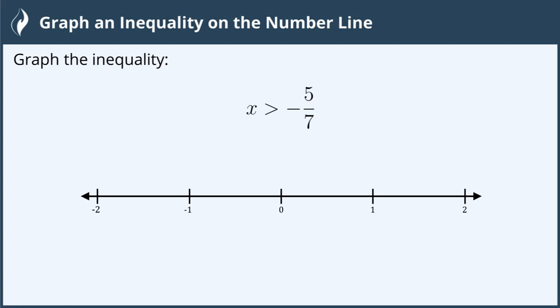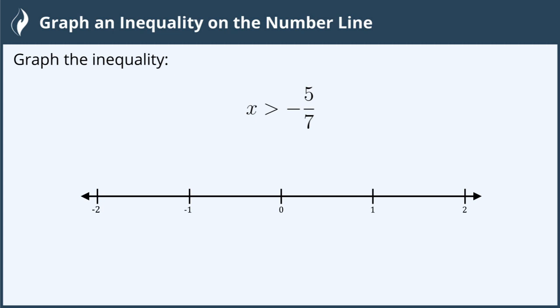Hi, in this video, we're going to graph the inequality x is greater than negative 5 sevenths. The first thing you need to do is decide where negative 5 sevenths falls on the number line. Because 5 is less than 7, the top is smaller than the bottom, the fraction itself is less than 1. But because it's negative, we would say it falls between negative 1 and 0.